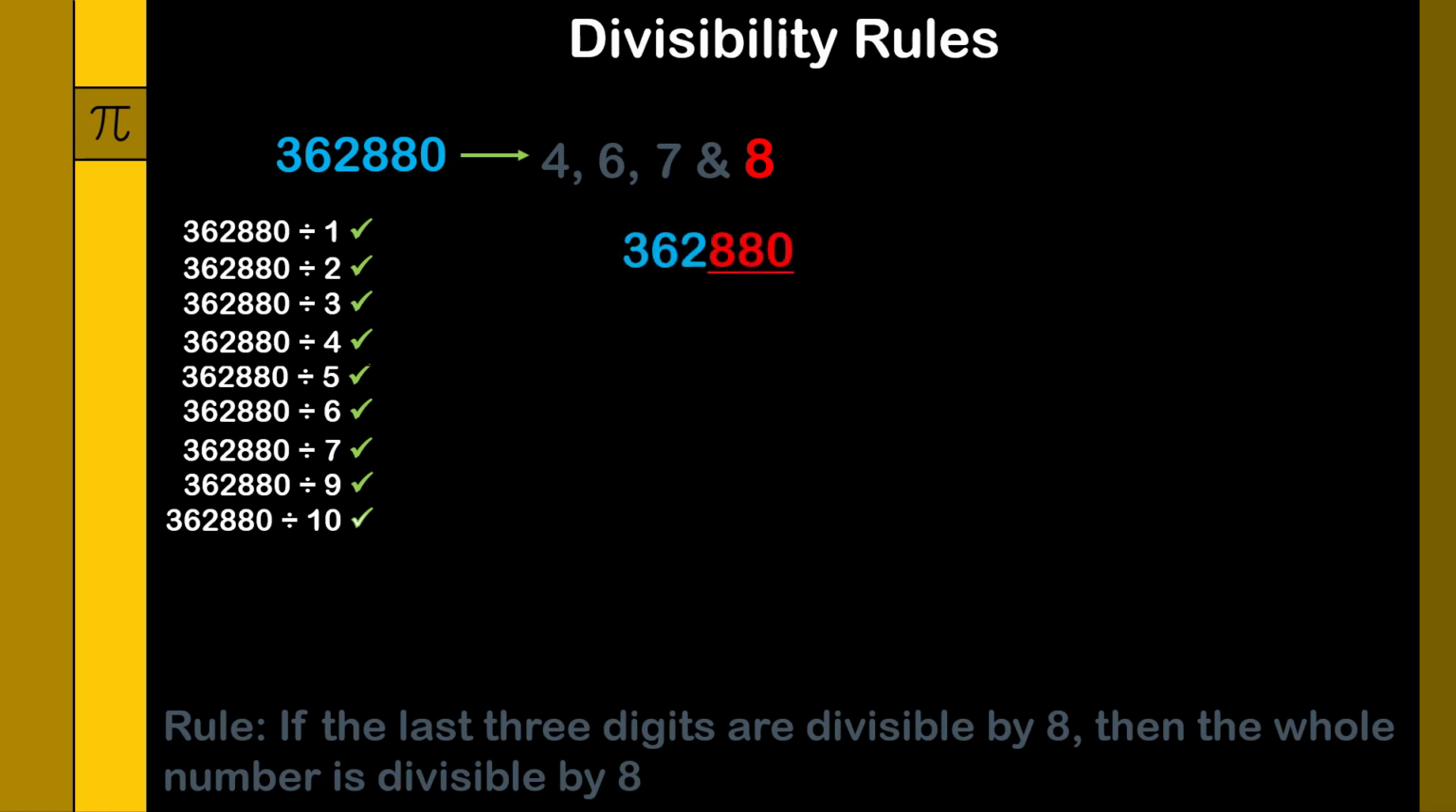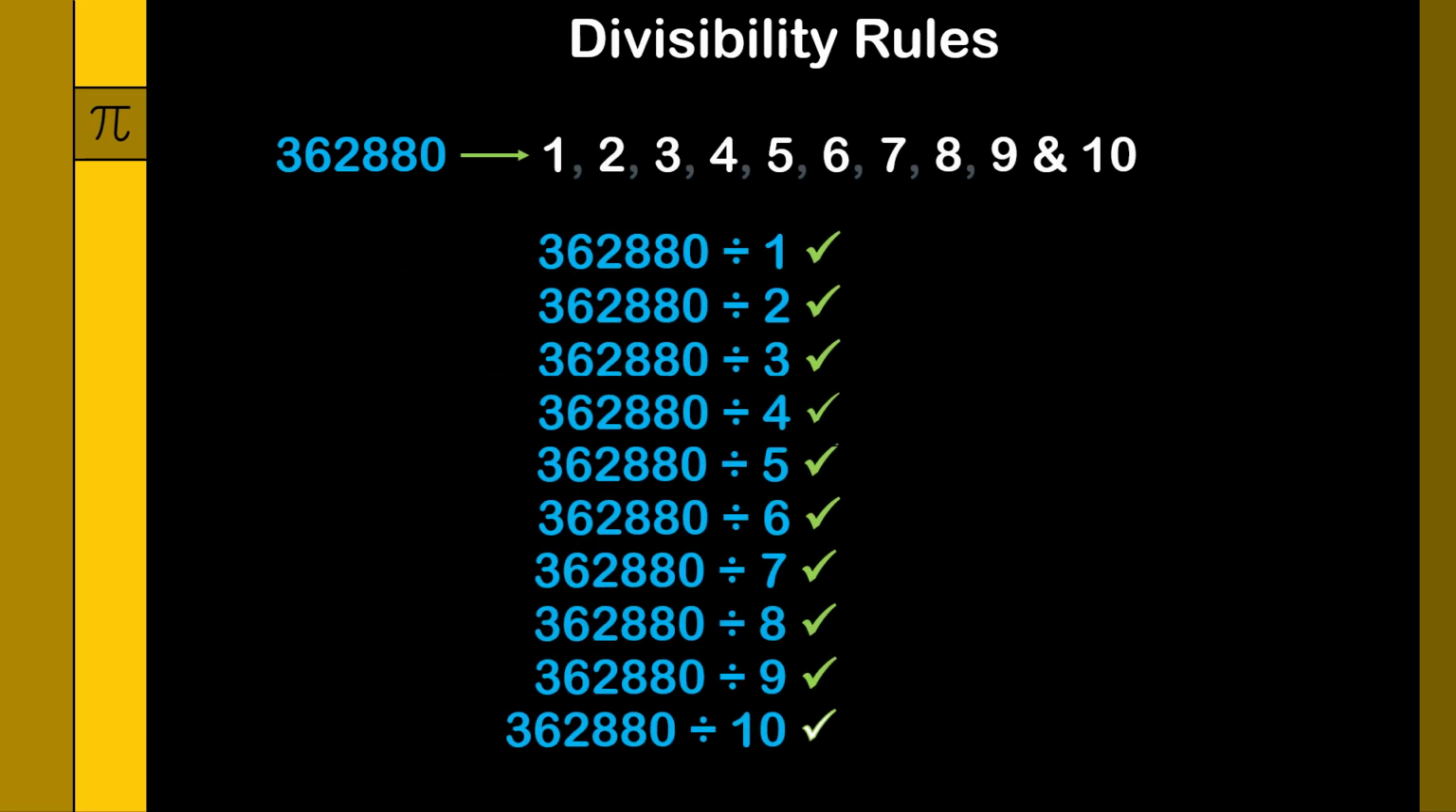So the last 3 digits are 880. 880 is divisible by 8. You get an answer of 110, which means this number is divisible by 8. Wasn't that easy? I was right. 362,880 can be divided by numbers from 1 to 10.